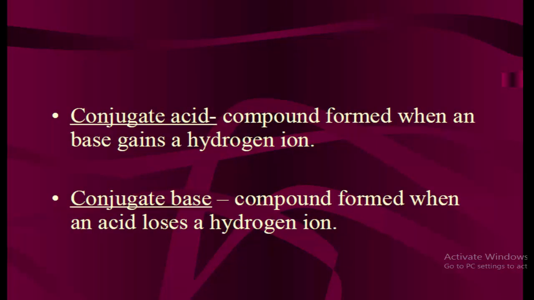Along with that, there are some other acid and base types. Those are conjugate acid and conjugate base. A conjugate acid is a compound formed when a base gains a hydrogen ion. And a conjugate base is a compound formed when an acid loses a hydrogen ion. So whenever an acid loses a hydrogen ion, it becomes a base, and hence it is known as conjugate base. And when a base gains a hydrogen ion, it becomes an acid, and such an acid is said to be a conjugate acid. About these acids you will learn in detail in first PUC. So just remember the definitions of these kinds of acids.